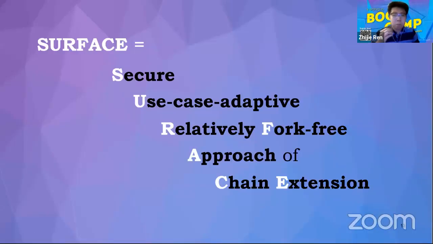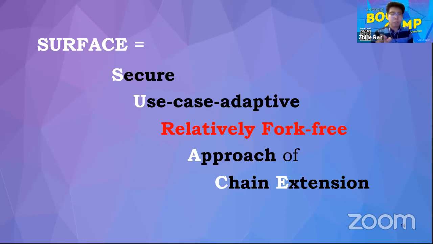And now we present Surface, which stands for Secure Use Case Adaptive Relatively Fork-Free Approach of Chain Extension. The first catch here is relatively fork-free. We are really addressing the problem of fork. We know fork is bad for throughput and security, but we don't want to go to the extreme of BFT to have absolutely no fork. We take an intermediate approach.